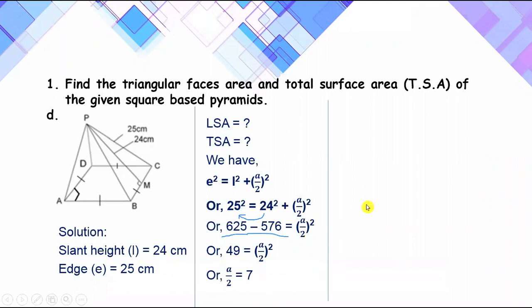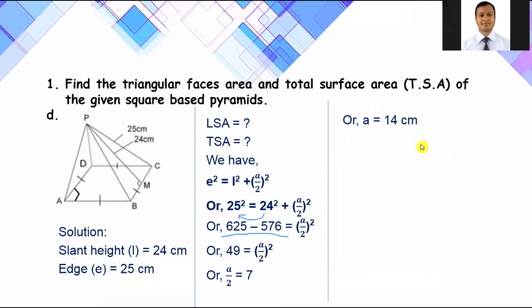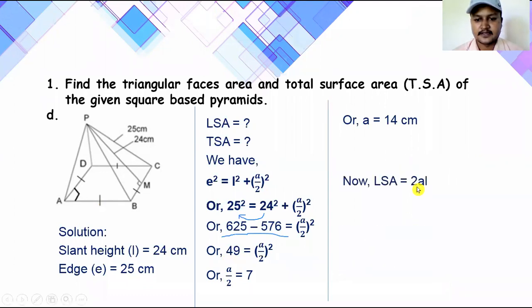Then A is equal to, take this 2 to the right side, that means do cross multiplication, and you will get A is equal to 14 centimeter. That is, the length of base A is 14 centimeter. After knowing it, you can use the formula of lateral surface area as well as total surface area. Lateral surface area is 2AL, 2 into 14 into L, 24.